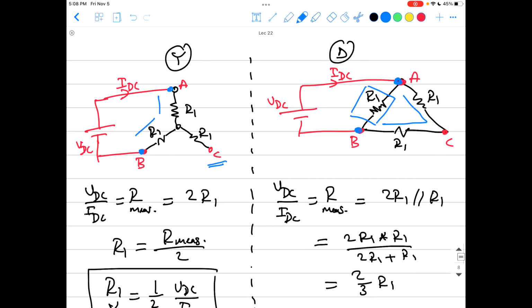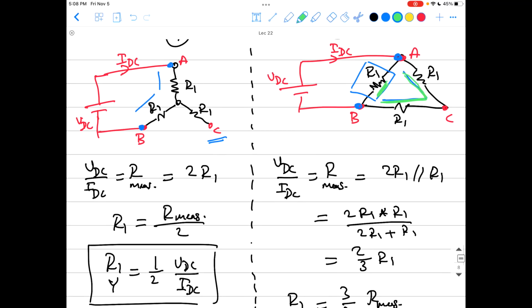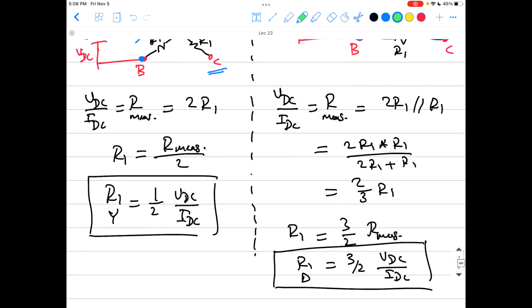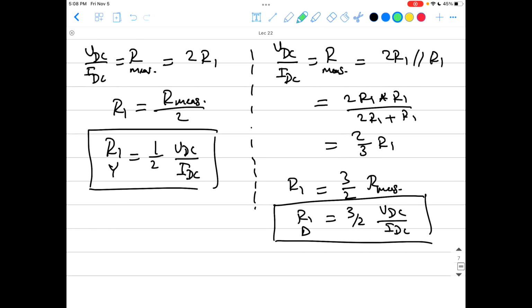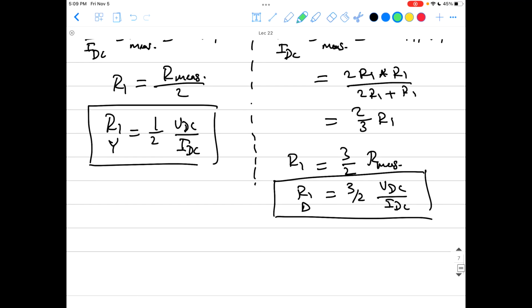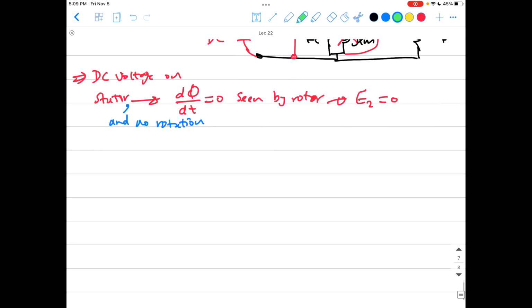On the other hand, if you have a delta connection like on the right hand side, the equivalent resistance seen by the source will be those two R1's in series, and that branch is in parallel with the other R1. So the equivalent resistance seen by the source, which equals VDC over IDC, will be 2R1 in parallel with R1, which gives you 2/3 R1. That's why if you want to find the actual R1, it will equal 3/2 multiplied by VDC over IDC. So it's just up to the connection, whether it is Y connected or delta connected.